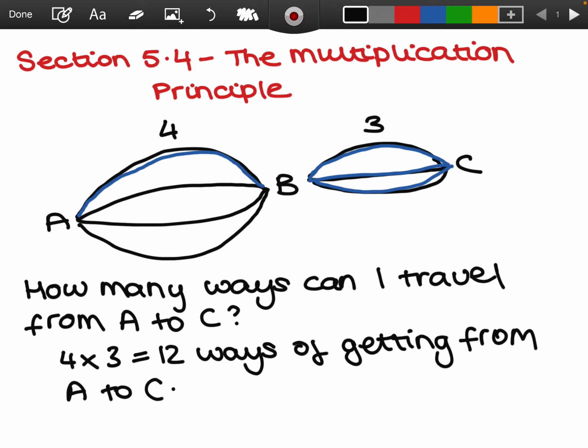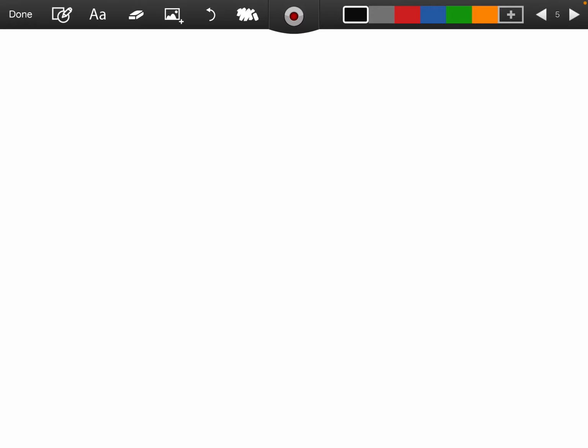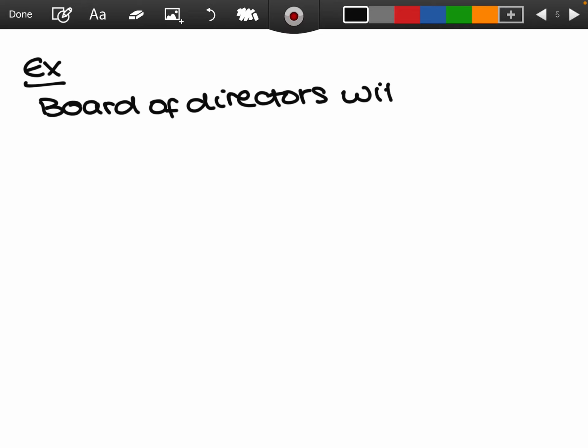There's a couple other examples that I want to go through that will then lead us to something called factorials, which is the end of this section. What I want to look at now is again a very typical example that you'll see, and this comes from the textbook. Let's say you've got this corporation and they've got a board of directors with 10 members on the board.